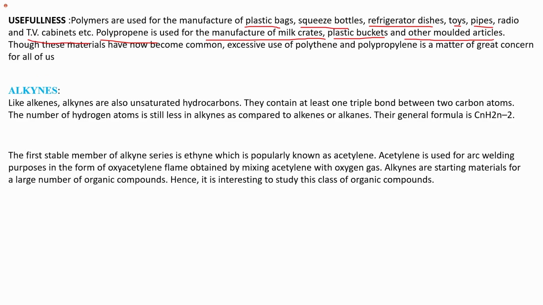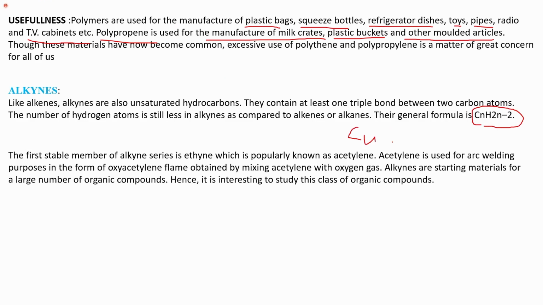Alkynes are also one of the unsaturated hydrocarbon families. They contain at least one triple bond between two carbon atoms. So the number of hydrogen atoms is still less in alkynes compared to alkenes or alkanes. The general formula, which we have to remember, is CnH2n minus 2.